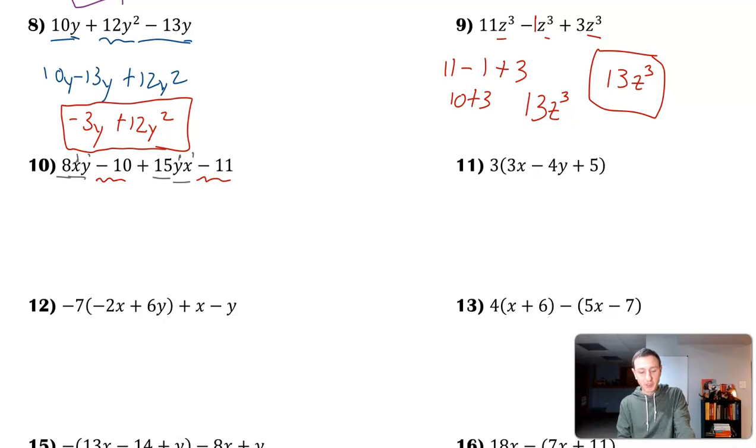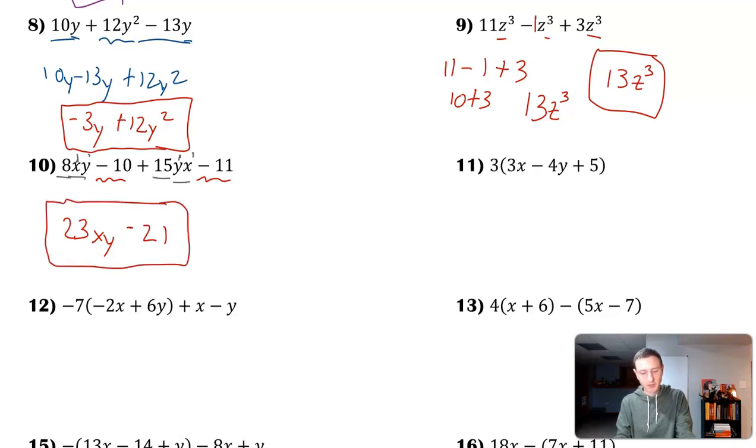So I'm going to do 8 plus 15. 8 plus 15 is 23, and I just wrote 12 for some reason. 23xy or yx, it doesn't matter. And then negative 10 minus 11, those are like terms. So we're going to do negative 10 minus 11, which is negative 21. So 23xy minus 21.